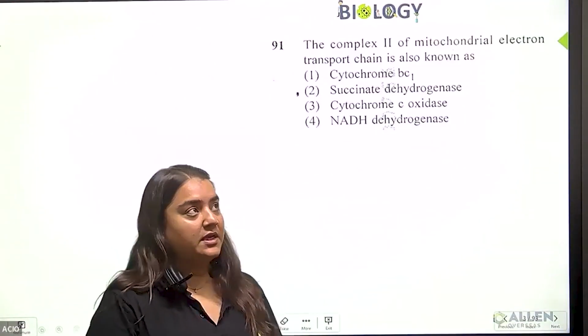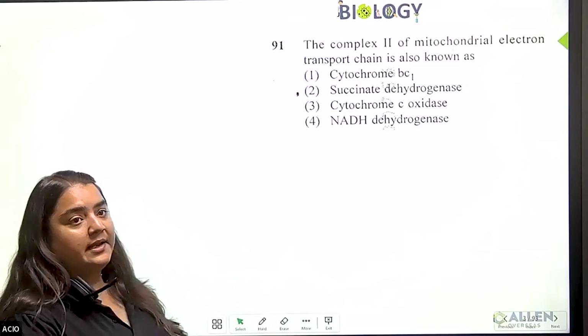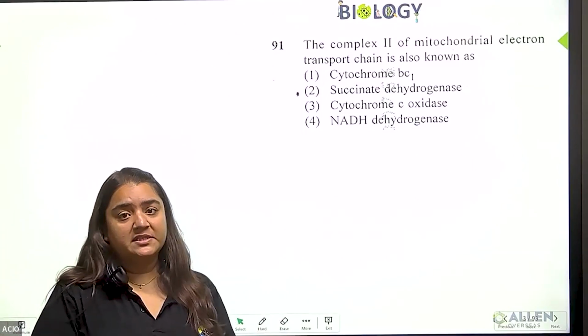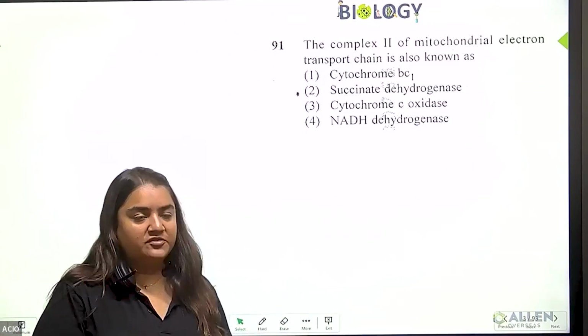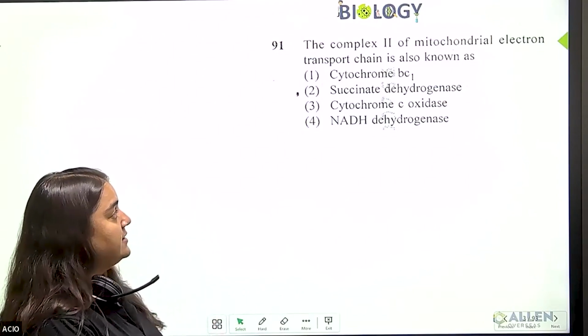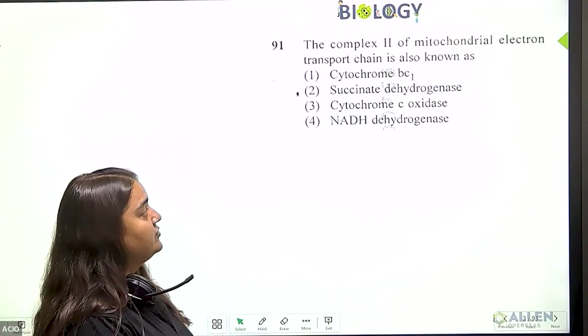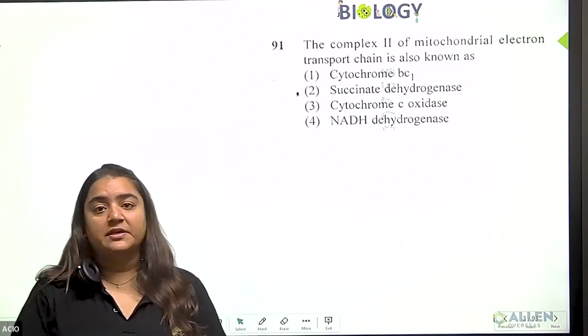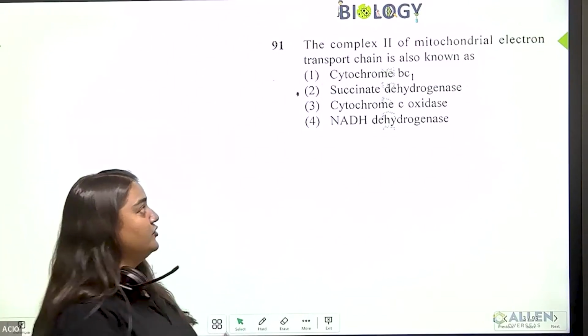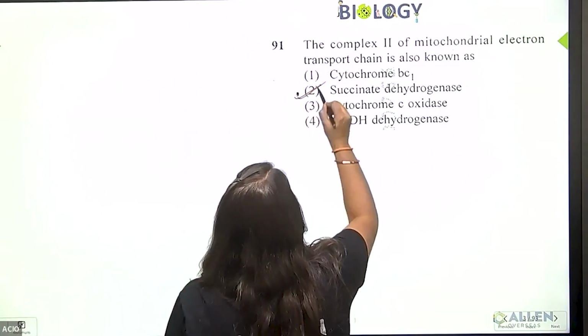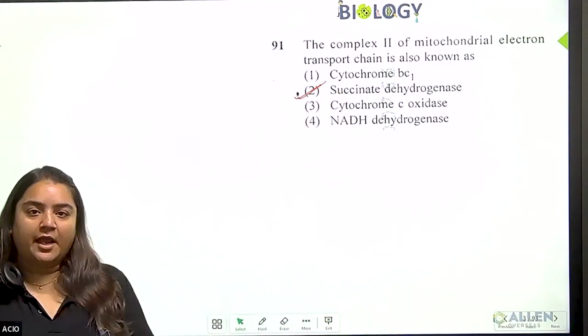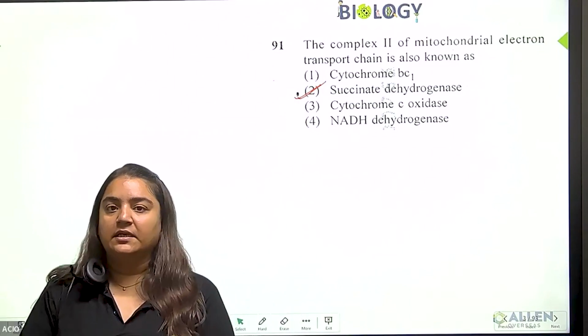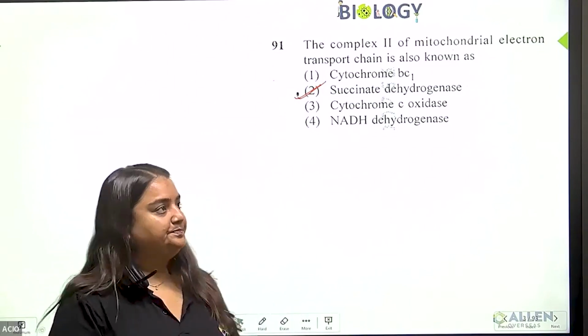The first question is about the electron transport chain which happens in mitochondria. Let's read the question, then we'll answer. The complex 2 of the mitochondrial electron transport chain is known as? You all know that complex number 2 is called the succinic dehydrogenase complex. So the answer is quite simple, a very easy, direct question. That is succinic dehydrogenase complex.